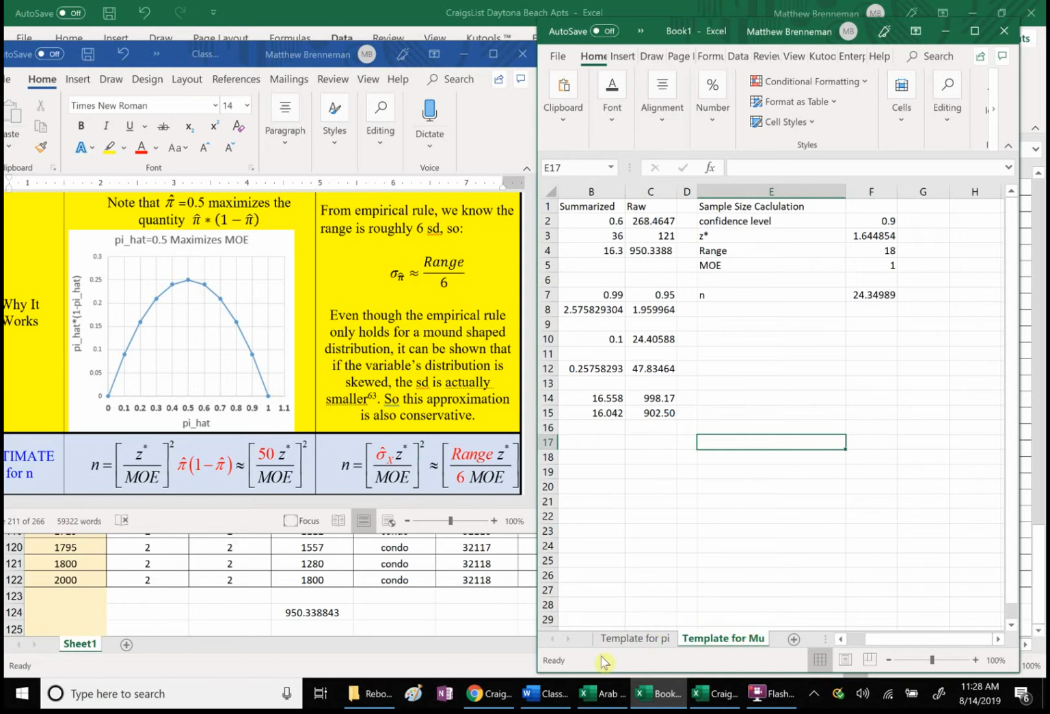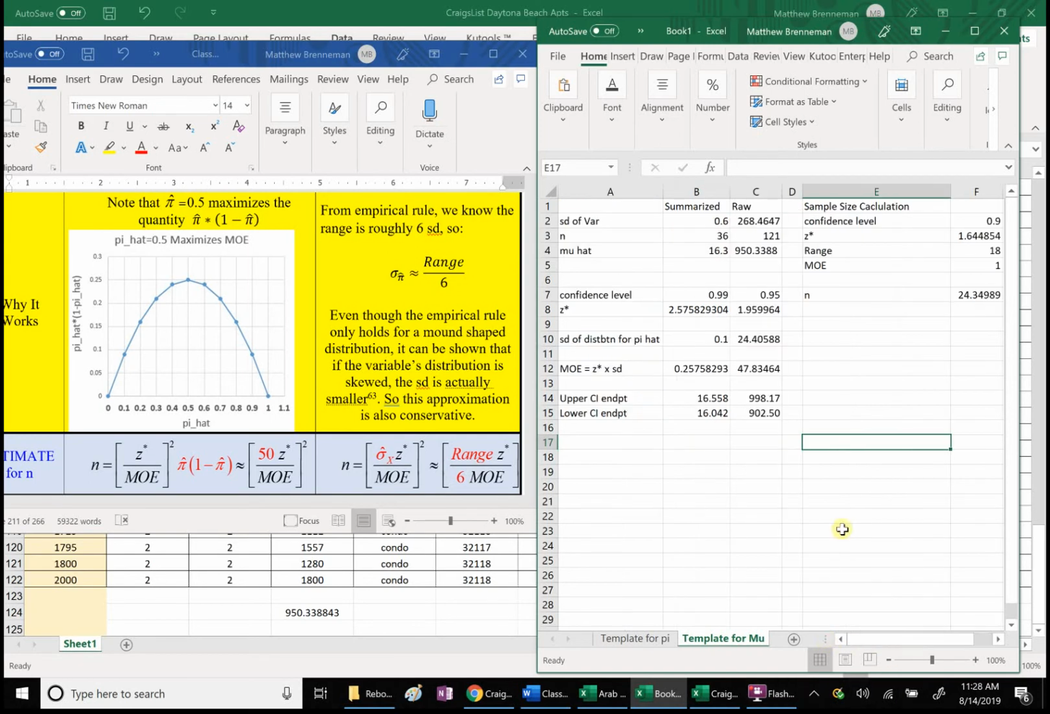So save these 2 templates, and then on an exam or on homework, you can just pull them out and change the values. Just be careful that you do the changes correctly and you change everything. A lot of times people don't change the confidence level. They forget to do that, and that causes problems. But that's pretty much all there is to it.